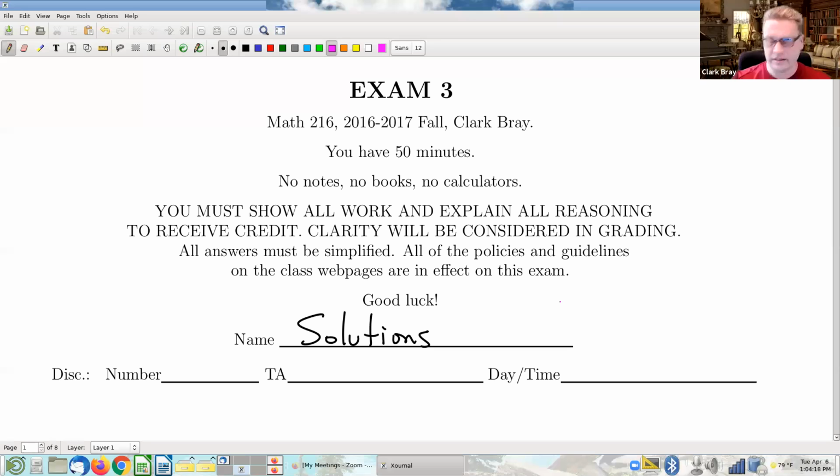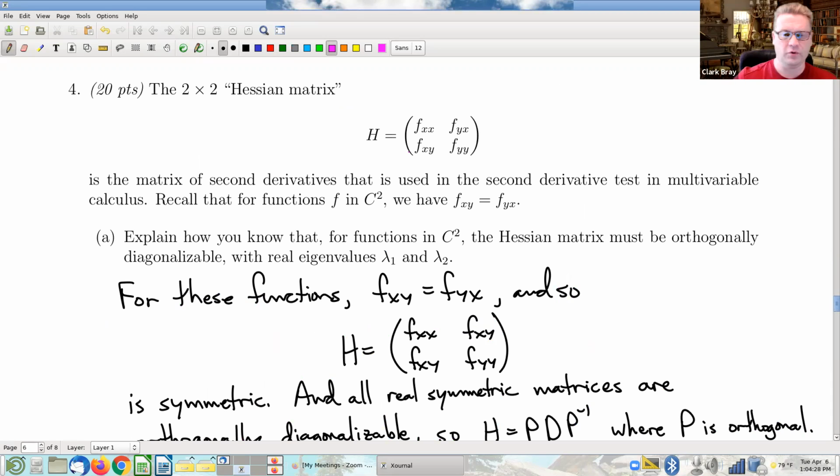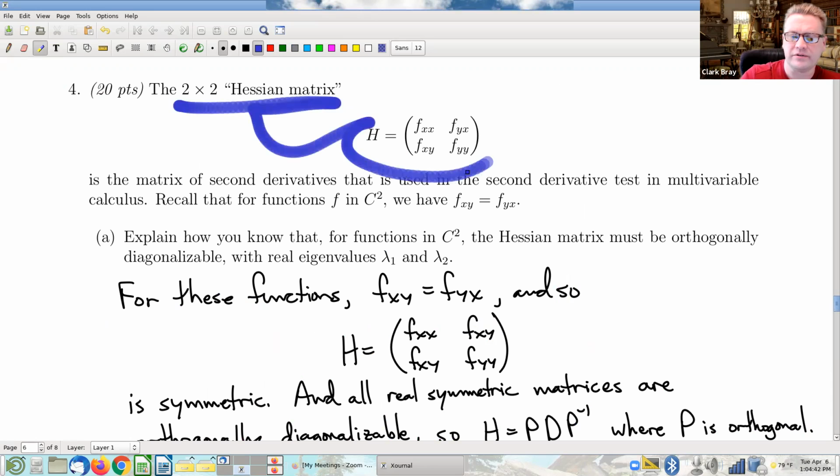Okay, so let's dive into it. Here it is. We are looking at 16-17 fall, exam 3, and we are going to go over to question 4. And first, we'll just go through the problem as written. It's actually only the first 2 parts that we need for this observation. So we start off with a callback to this thing called the Hessian matrix.